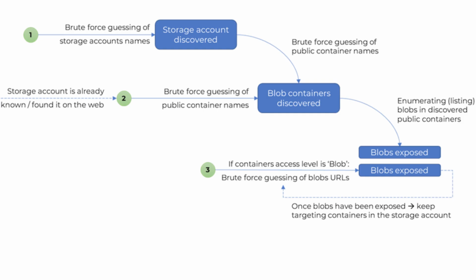So this diagram really shows you brute force guessing of storage account names. And then they do the same thing when it comes to blob containers discovered. And then they also do the same thing for the lower area, which is blobs exposed. And then they use REST APIs in order to get that information.